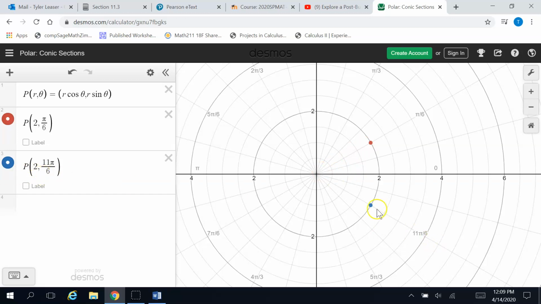Just as another example, here we have the point (2, 11 pi over 6), this blue one down here. Same distance away from the origin, but now this is at the positive angle 11 pi over 6. If I wanted to define another point that gives us the same value here, if I define the point (2, negative 11 pi over 6), notice that that gives me the same exact point as the red (2, pi over 6). So (2, pi over 6) and (2, negative 11 pi over 6) are the exact same point. So you can define the same point using different ordered pairs.